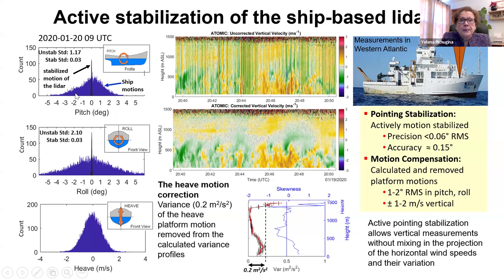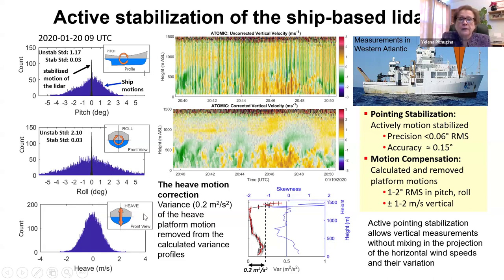On the left side, the ship motions are shown in blue, and in black is the stabilized motion of the LiDAR, a very narrow peak. In the corner, you can see that the unstabilized standard deviation is 1.17, but the stabilized one is much lower, 0.03. This is shown for pitch at the top and for roll at the bottom; the same blue is ship motions, and black is the LiDAR.